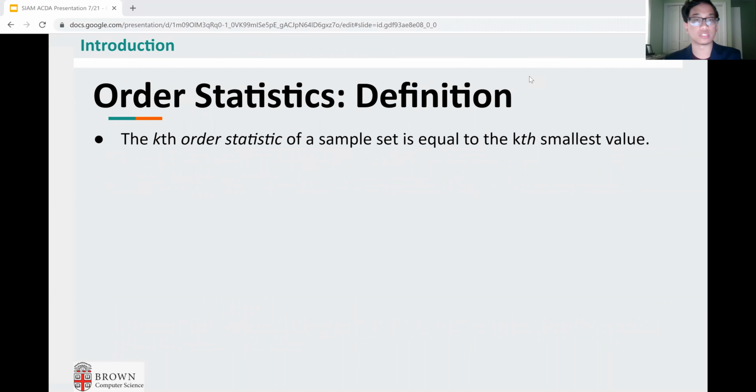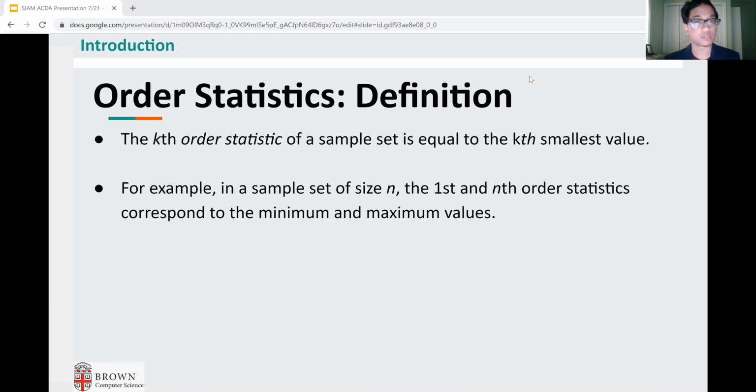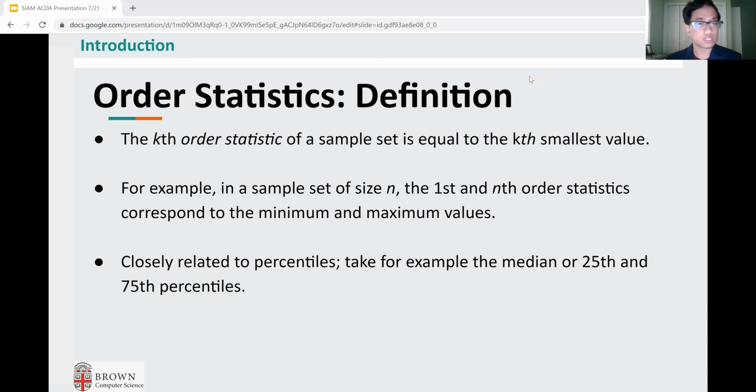So, what is an order statistic? The kth order statistic of a dataset is defined as its kth smallest value. Some commonly seen ones are the minimum and maximum, which in a dataset of size n correspond to the first and the nth order statistics. Order statistics are also closely related to percentiles, for example, the median, 25th, and 75th percentiles, which are often included as summary statistics.